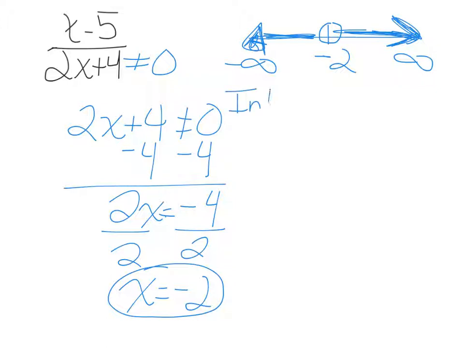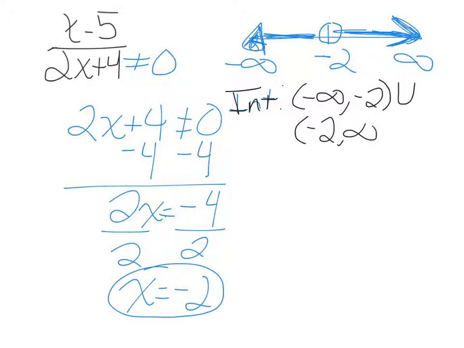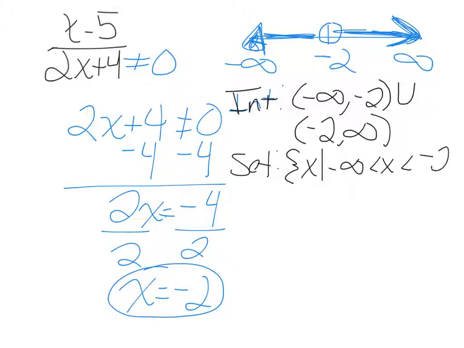For my interval notation, use a different color. I'm going from negative infinity, again, not included, to negative 2. Negative 2 is not included, so you have to break it to it softly. And I'm going to union that with the other side from negative 2 to infinity. Okay? With my set notation, I'm going to do my curly bracket. I am using the variable x here, such that negative infinity is less than x, which is less than negative 2, as well as negative 2 is less than x, which is less than infinity, and close up that curly bracket.